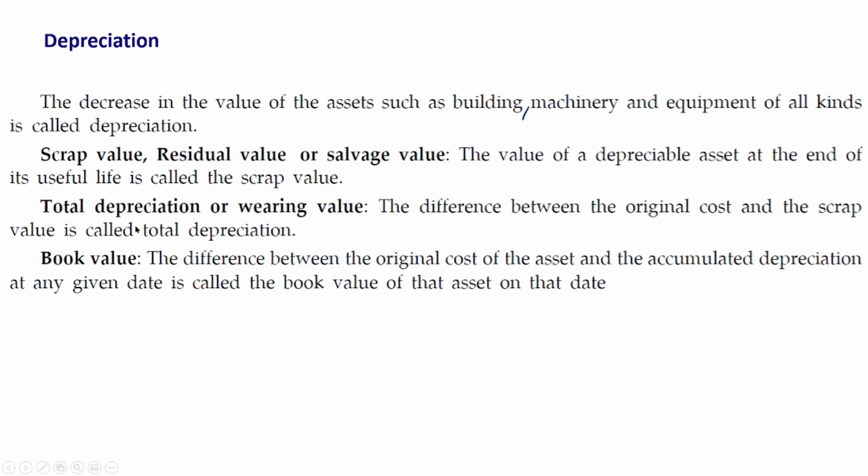Next we have total depreciation or depreciable value. It is the difference between the original cost and the scrap value. That is total depreciation. And next we have the book value. The difference between the original cost of the asset and accumulated depreciation at any given date is called the book value of that asset on that date. So these are the terms that we have to remember in depreciation.